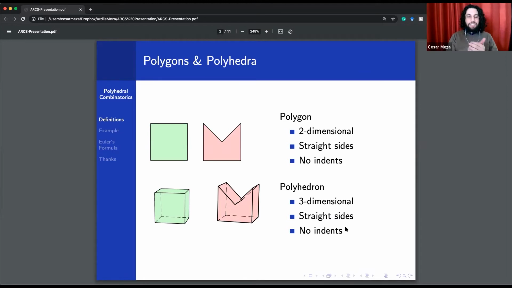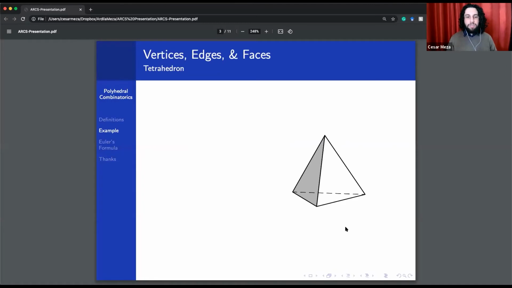We can take this definition into the third dimension to define a polyhedron. A polyhedron is a three-dimensional object with straight sides and no indents. The green cube is a polyhedron, but the red object to the right is not because of the indent at the top. Now let's look at some of the components of a polyhedron.